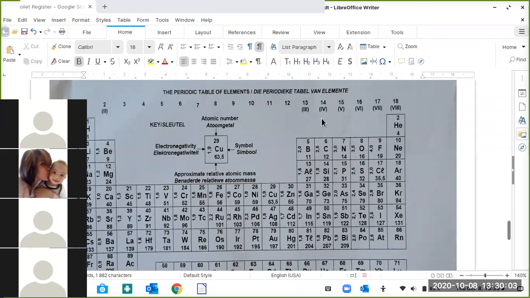Now, what it means here is, for example, if you are looking at column number 13, that's group number 13. Under 13, there is what? There is 3, right? So that 3 simply means that all the elements under that group 13 have got 3 electrons in their last electronic shell. That's what it means.